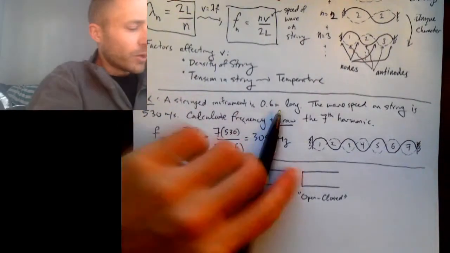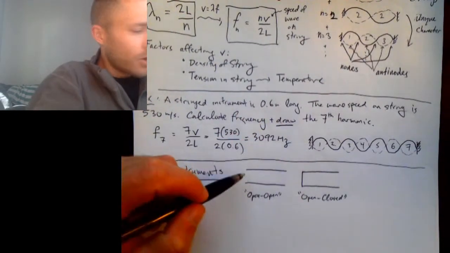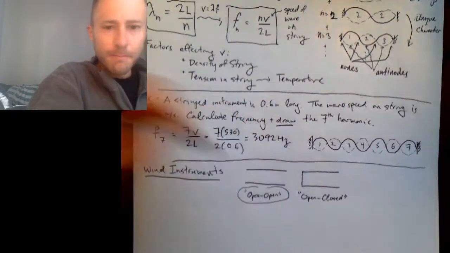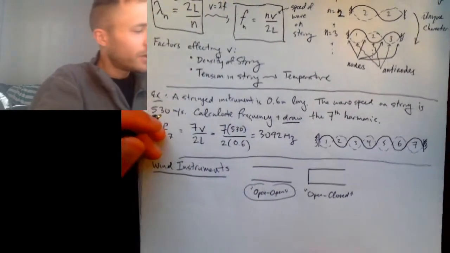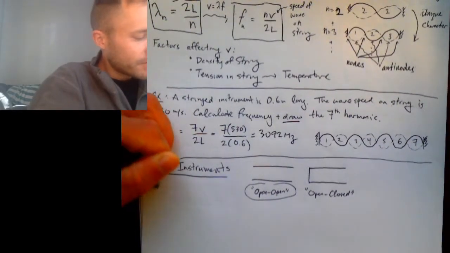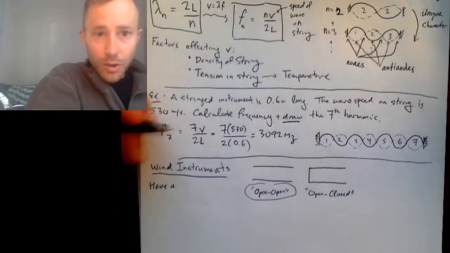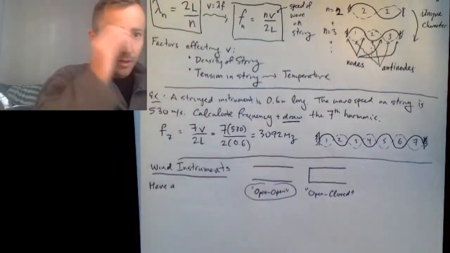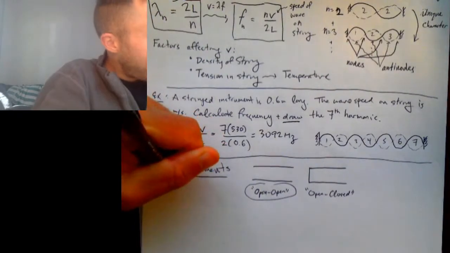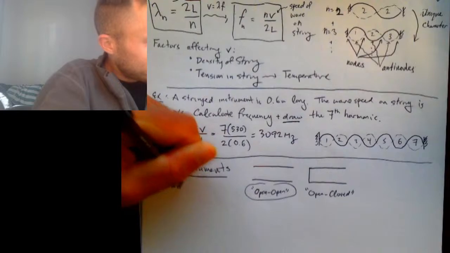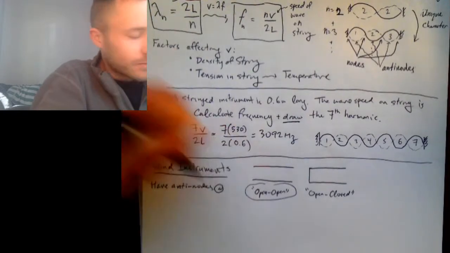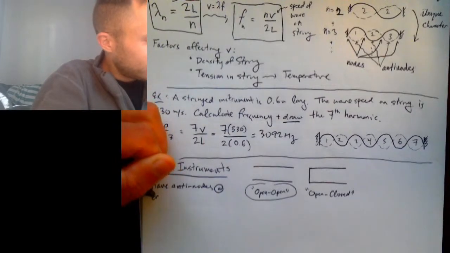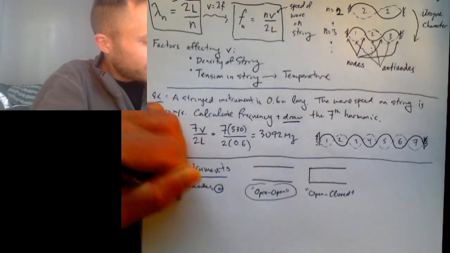All right, so we're going to start off by talking about open instruments. Instead of a node at each end like a string, open instruments actually have an antinode. They have antinodes at each end.